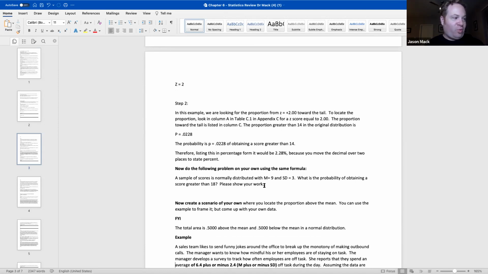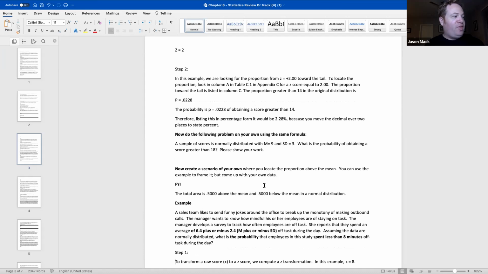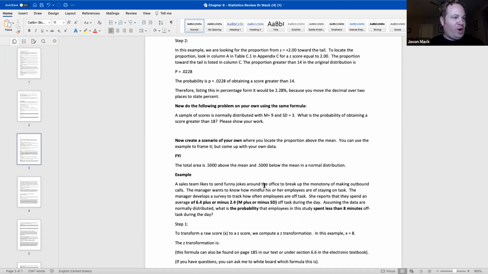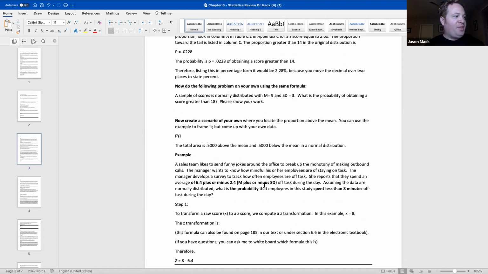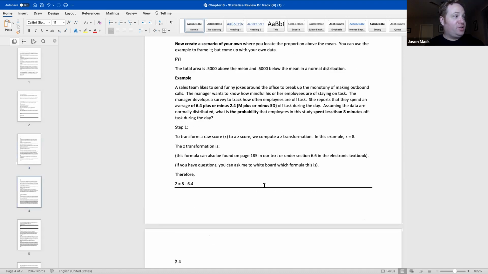Follow my example. You'll very likely get the right answer. Then come up with your own, or frame it from the scenario. Just make it a little bit different. FYI, the total area is 0.5000 above the mean and 0.5000 below the mean in a normal distribution, again equaling 1.